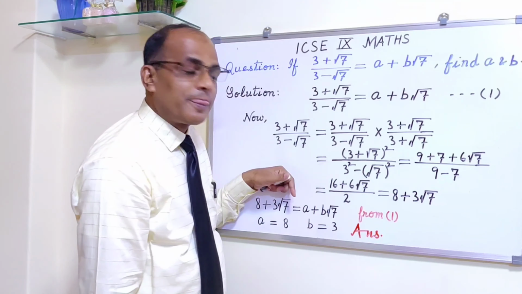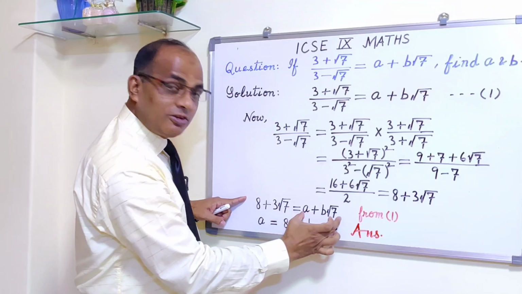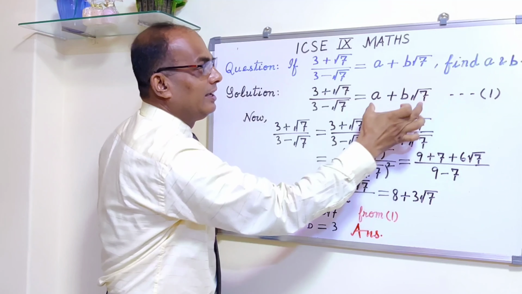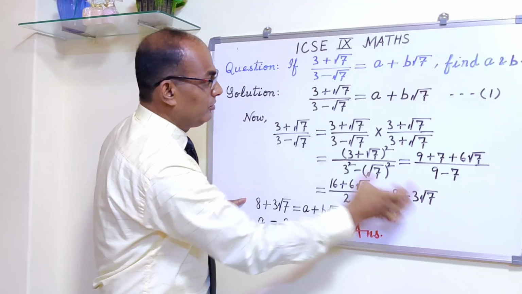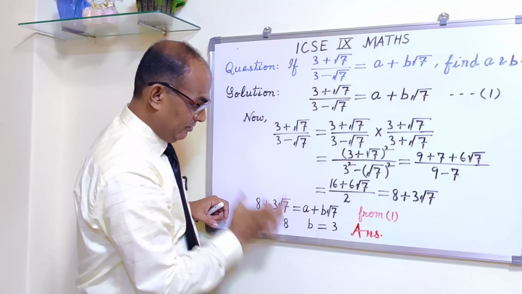Okay. Now you can say that from equation number 1, right hand side is A plus B root 7, and left hand side, in place of 3 plus root 7 upon 3 minus root 7, we are writing now 8 plus 3 root 7, because we simplified this and we got this. So 8 plus 3 root 7 is equal to A plus B root 7 from 1. Right hand side as it is, from 1, and left hand side, in place of this, we are writing this, because when we simplified this, we got this.